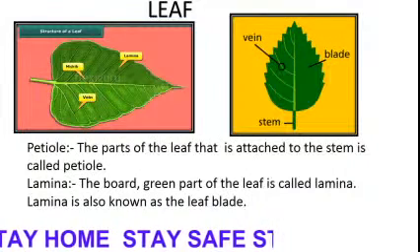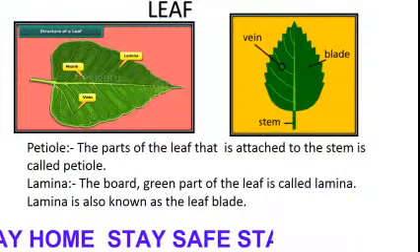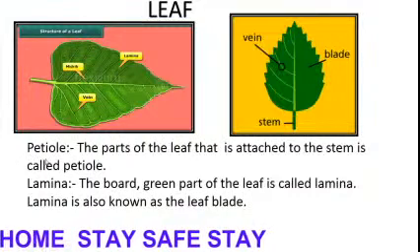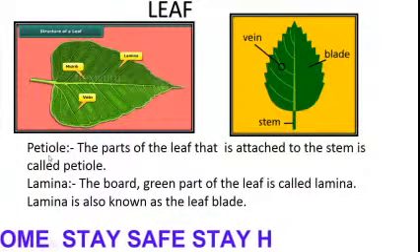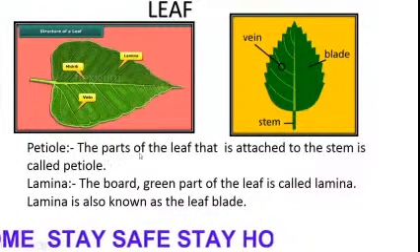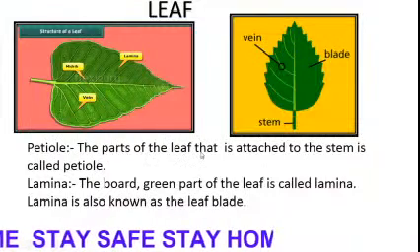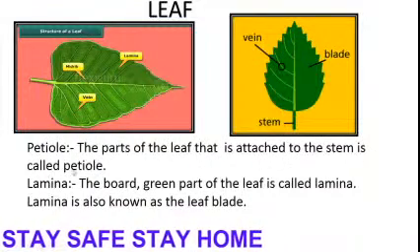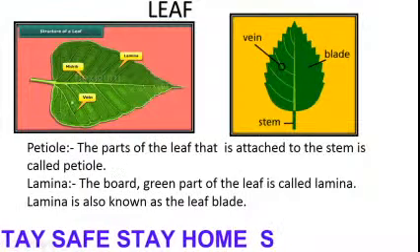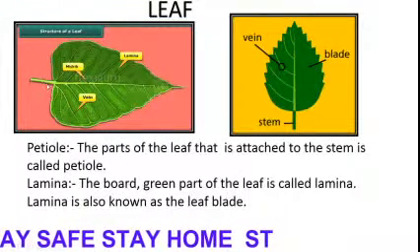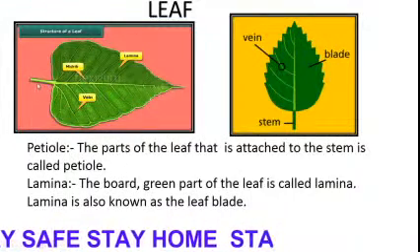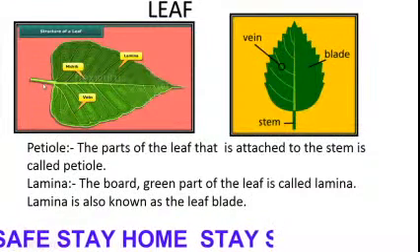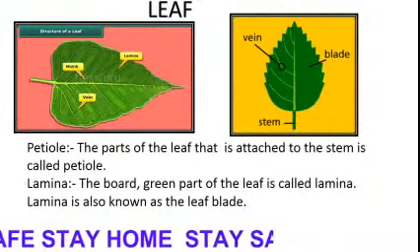Now let's see about the leaf. Dear students, this is a very interesting topic for you. We'll see one by one what is the meaning of petiole. This is the petiole. The part of the leaf that is attached to the stem is called petiole. See, I am just showing you the arrow, the petiole.